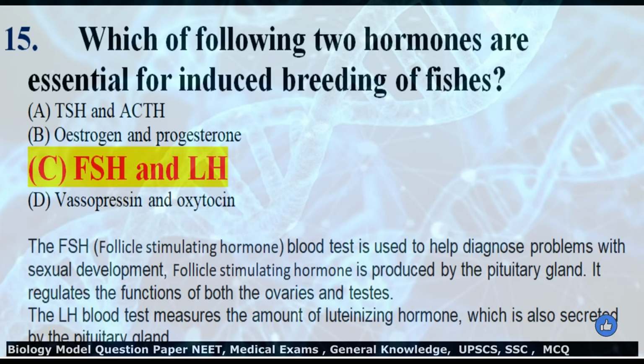Now we will move to question number 15. Which one of following two hormones are essential for induced breeding of fishes? Answer C. FSH and LH.